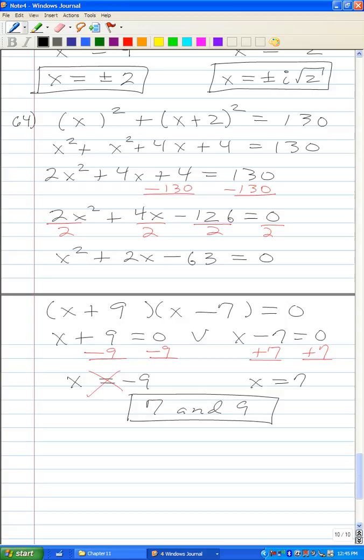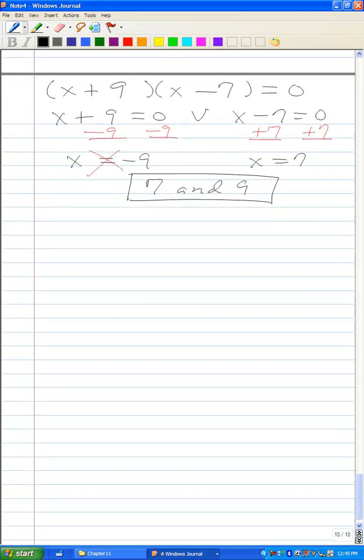Let me do problem number, let's say, 70. How about 70? Let me do problem number 70. Problem 70. The product of John's age in years 5 years ago and his age 9 years ago is 15. Find his present age. So let x be his present age.